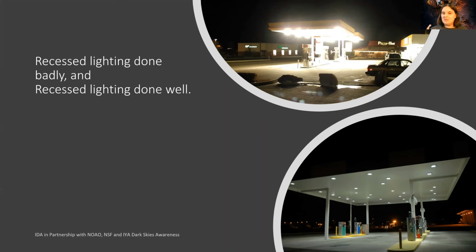So as you can see on the top, here's some recessed lighting of a gas station. Yes, it lights up the gas station very well, but you can see it on the top of the gas station itself. You can see it also across the street. You can even see it on the cars. It's bleeding out into different areas where it shouldn't be.